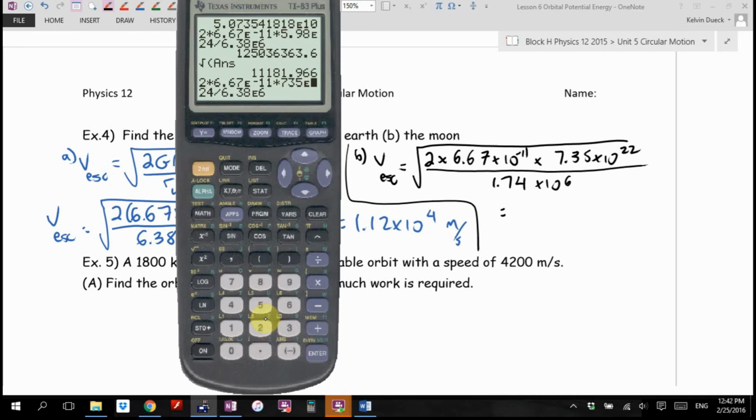7.35 times 10 to the 22 divided by, oh, the decimal didn't go, 7.35 times 10 to the 22 divided by 1.74. Oh, the 10 to the 6 is already sitting there. That's kind of convenient. Square root of that. That's easy. 2,370?